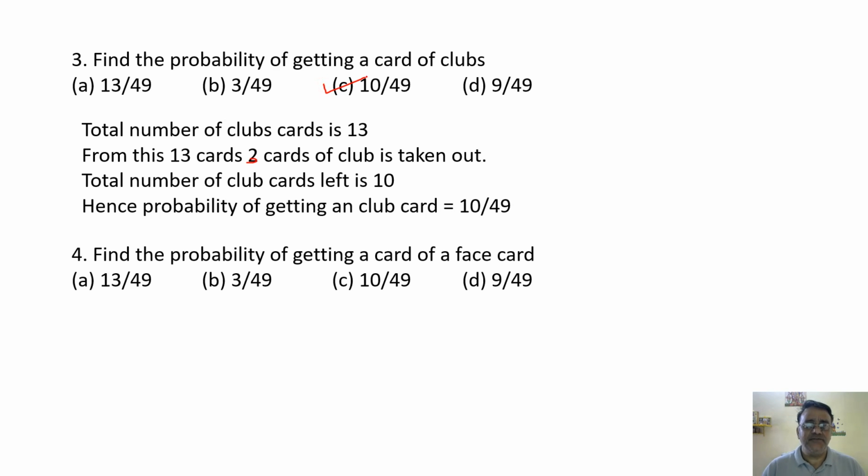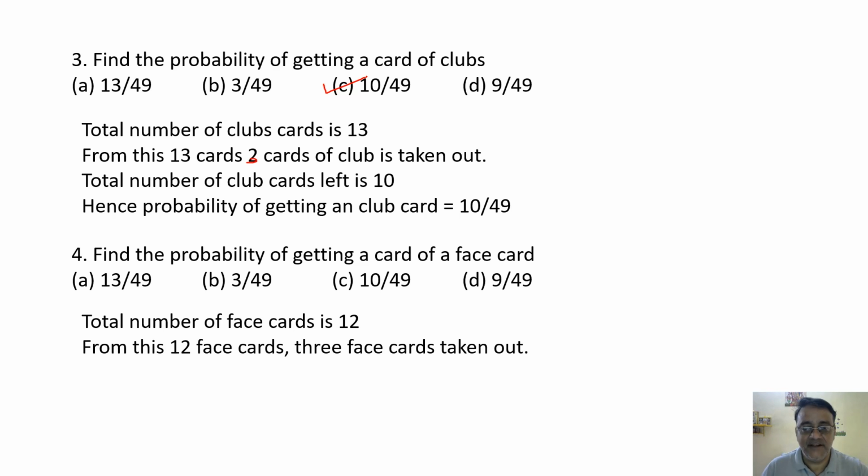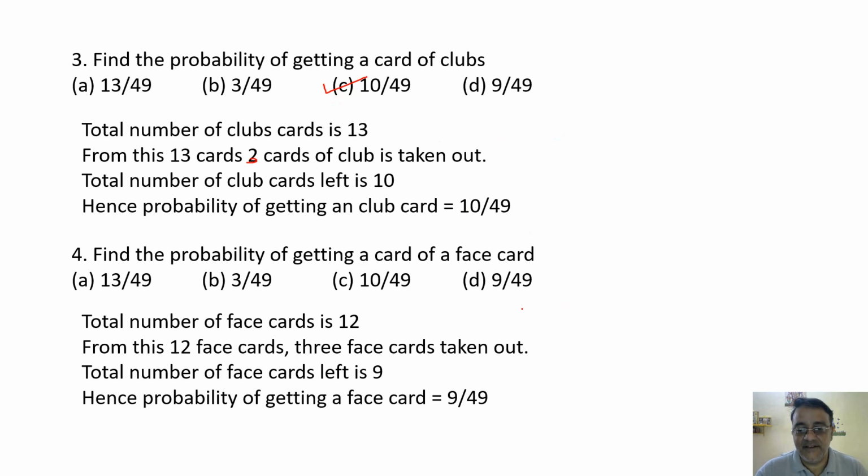Now the next question, find the probability of getting a face card. So total number of face cards is 12 and we have taken out 3 face cards, right? So total number of face cards left is 9. So what is the required probability? 9 by 49. 9 by 49. Right, very good. And the correct option is D.